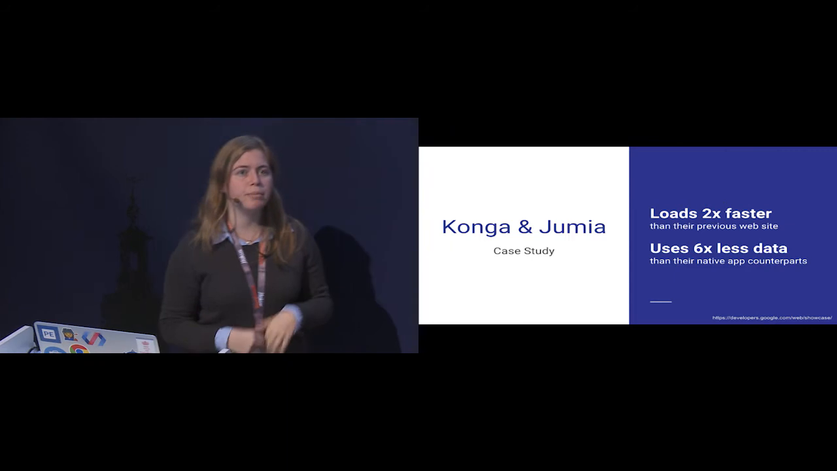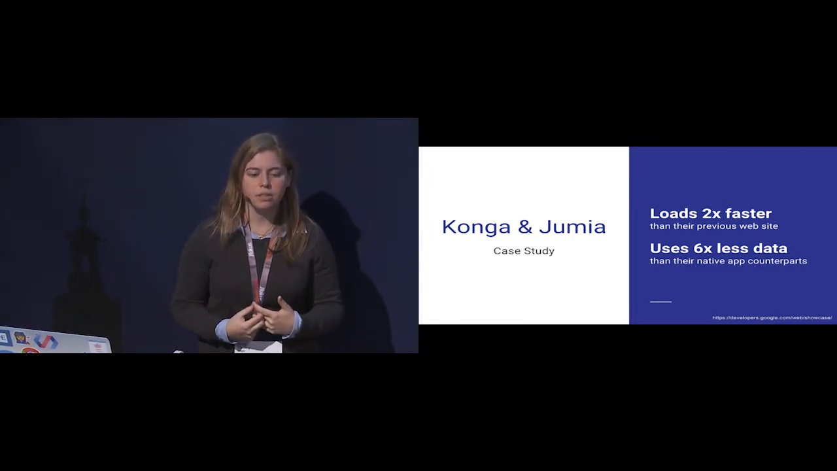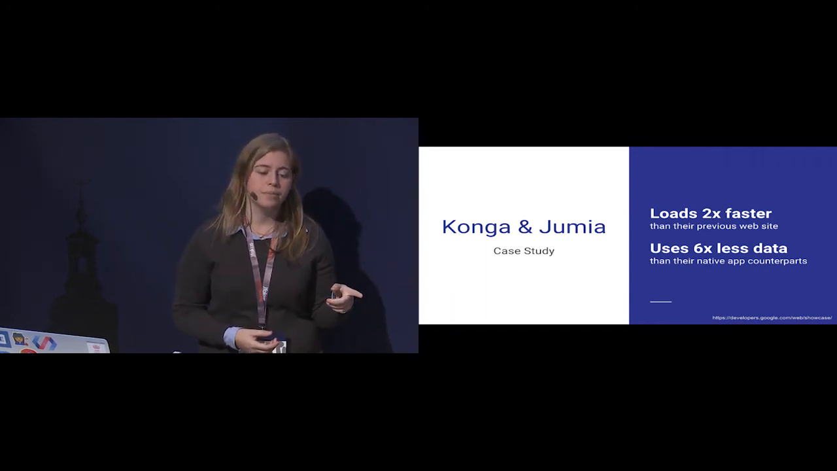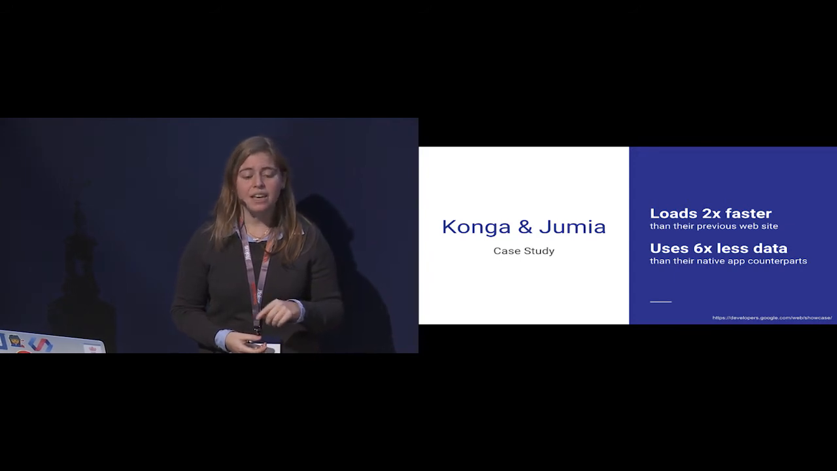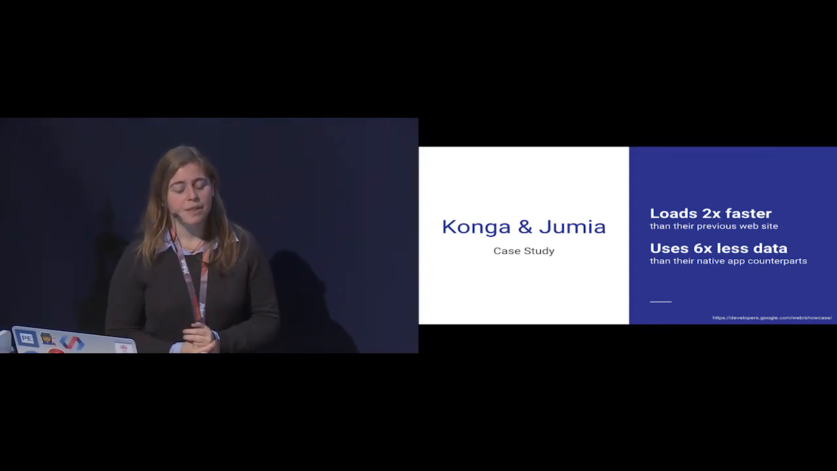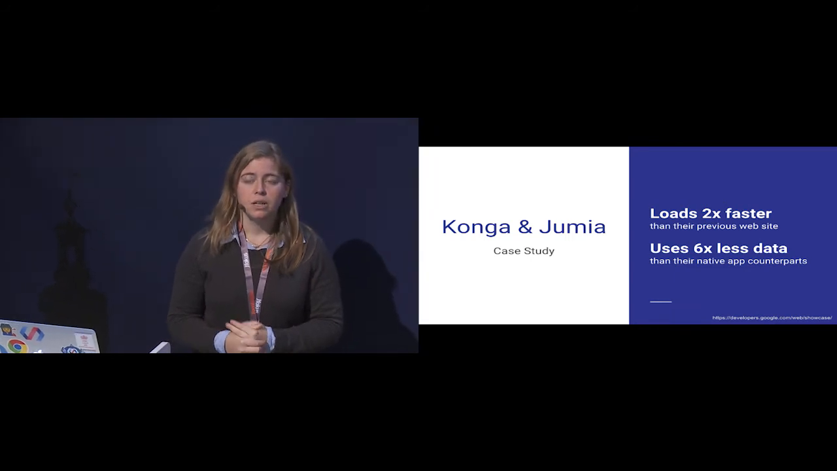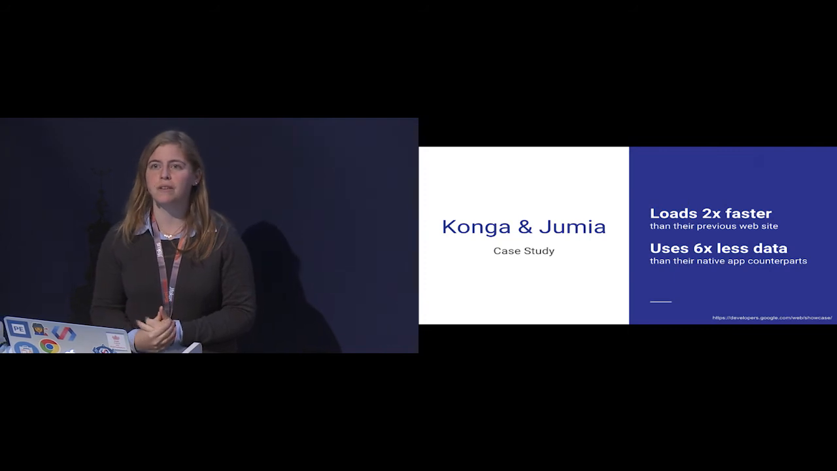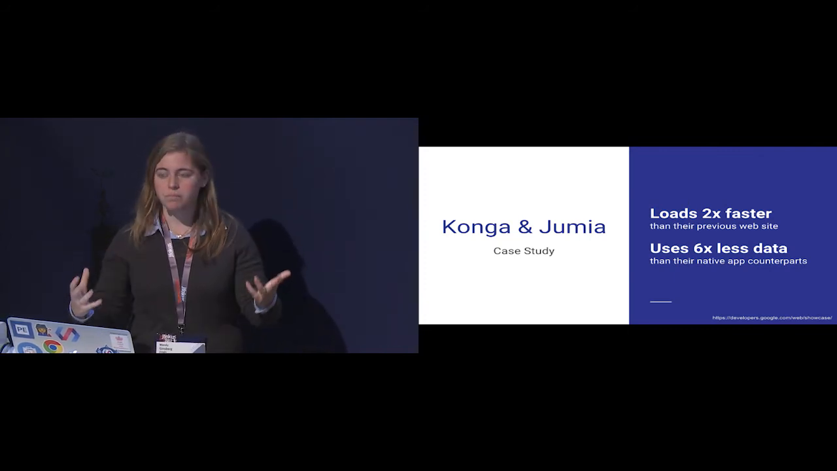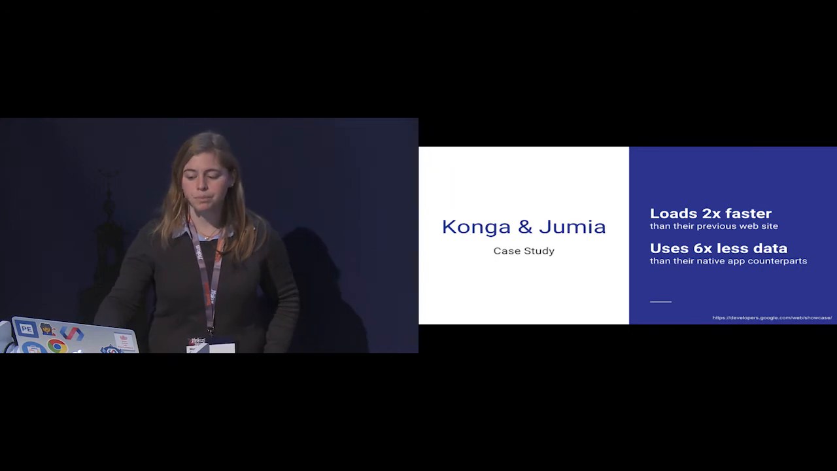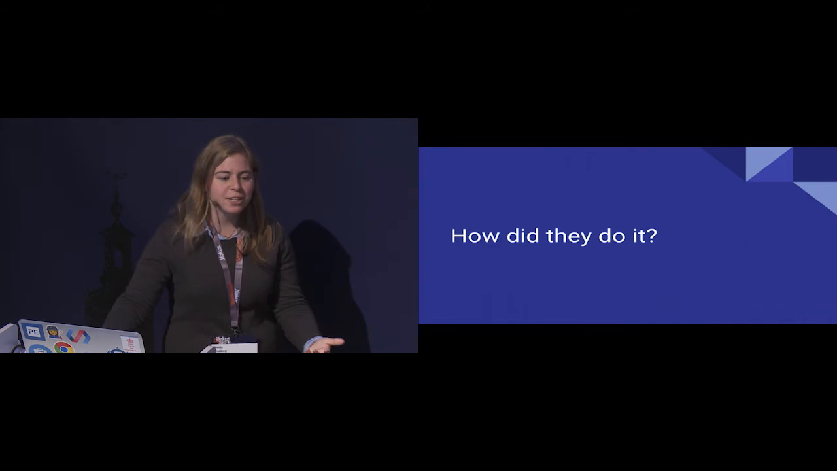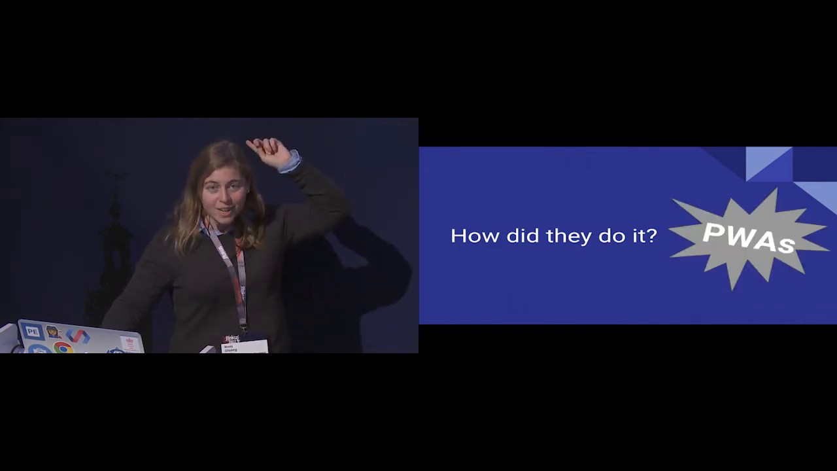Konga and Jumia, two major African e-commerce platforms, saw that their progressive web app loaded twice as fast as their previous website. Twice as fast. And it used 6 times less data than their native app counterparts, which is a very, very big deal because in a lot of these markets, data is extremely expensive and a luxury that most people just don't have or don't value. And just to drive this home, how did they achieve this success? Progressive web apps.